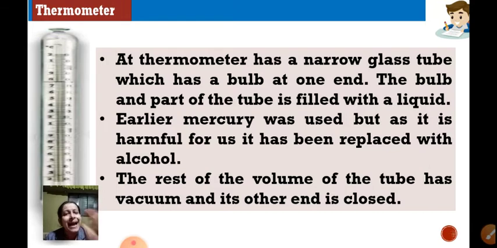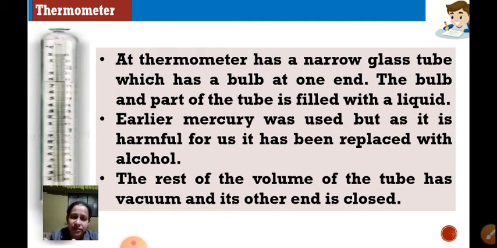Now, the rest of the volume of the tube, that means the outer tube, is filled with vacuum. And the upper end of the thermometer is closed so that the liquid after expanding does not come out of it. Right. So you have understood the construction of the thermometer. It has two glass tubes. One is narrow, which is filled with the liquid and which ends in the bulb. Then instead of mercury, nowadays alcohol is used.